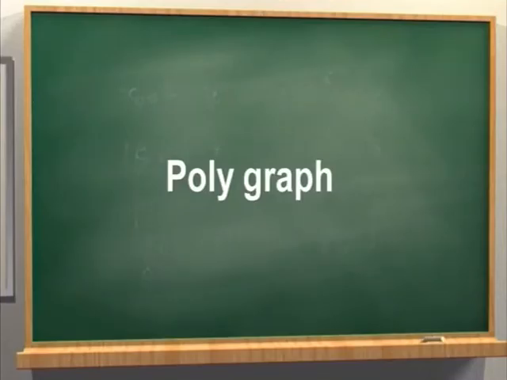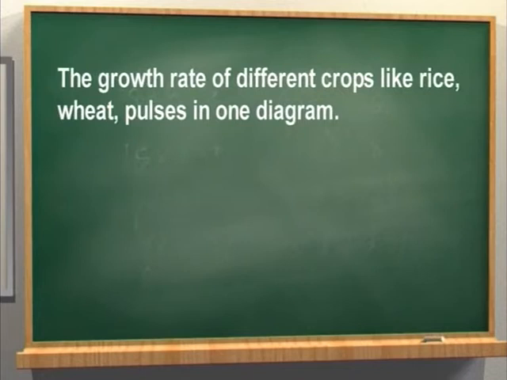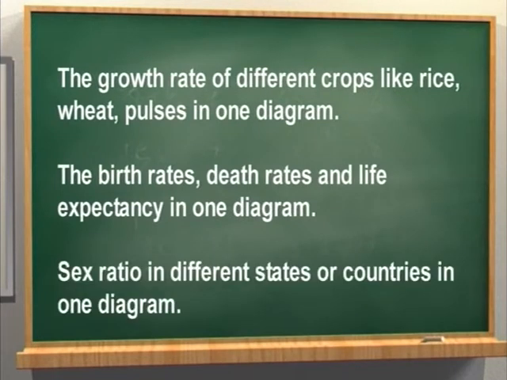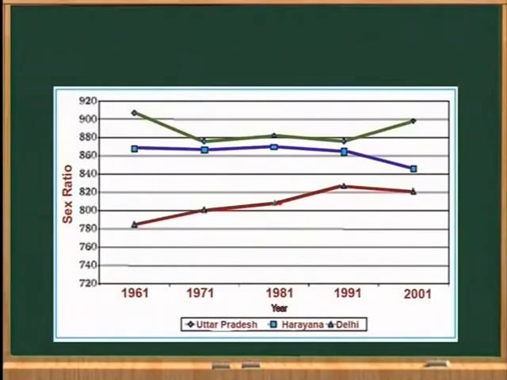Now let us move on to polygraph. Polygraph is a line graph in which two or more than two variables are shown on the same diagram by different lines. It helps in comparing the data. Examples which can be shown as polygraph are the growth rate of different crops like rice, wheat, pulses, etc. in one diagram. The birth rates, death rates and life expectancy in one diagram. Sex ratio in different states or countries in one diagram. Let us look at a polygraph to compare the variables.